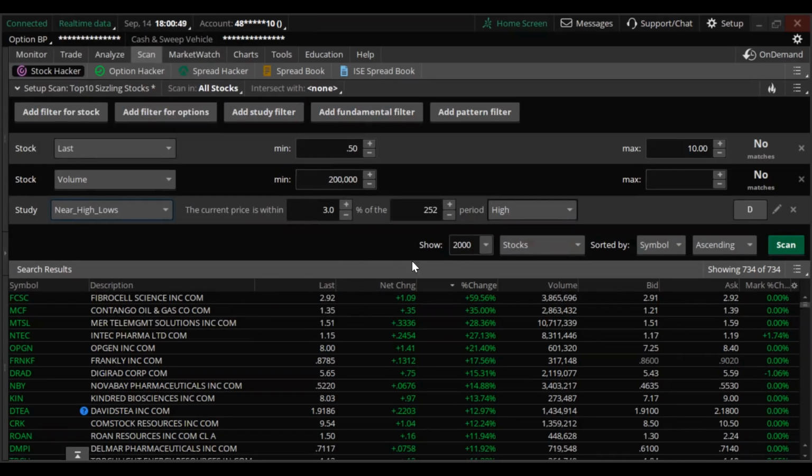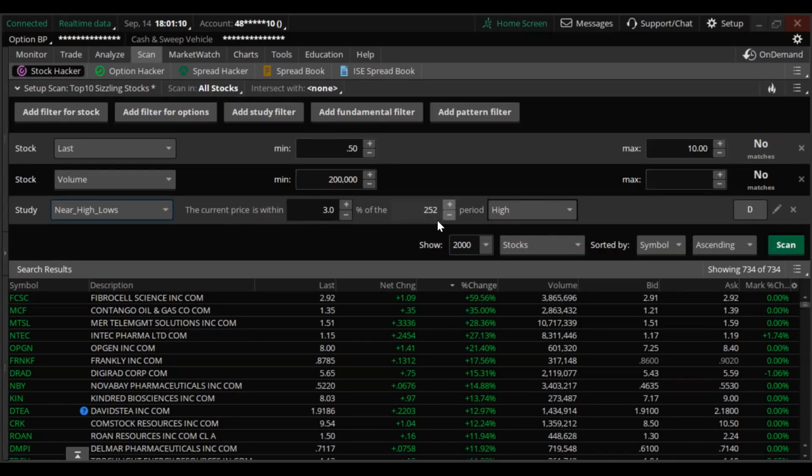And typically what I look for with a swing is stocks within 3% of the 252 period high of the day. All this string of words means is I'm looking for stocks within 3% of the yearly high. There's 252 trading days per year. And if I'm looking for the 252 period high for the day, that pretty much is synonymous with the yearly high, 52-week high, same thing.